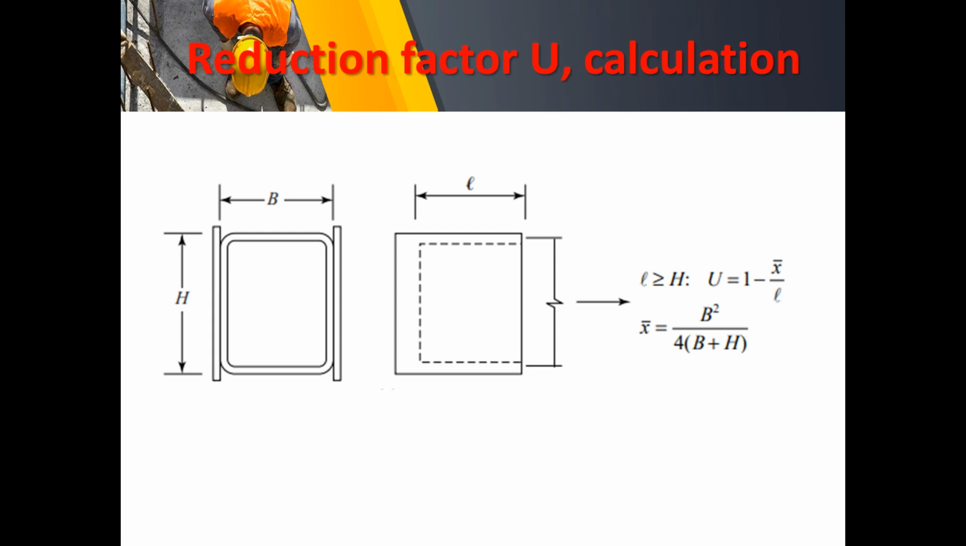Again, if your L is within H, or L is less than H, we'll just have to use the general formula without applying this special formula for X bar given here. So we'll go back to the X bar of your hollow steel section.